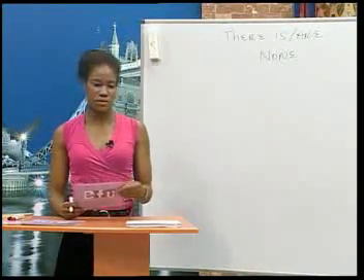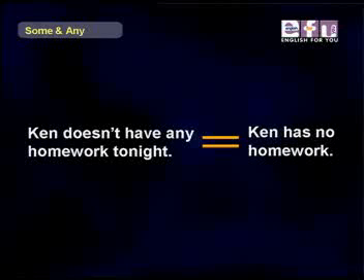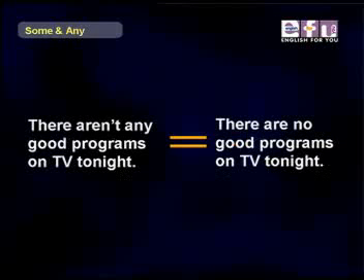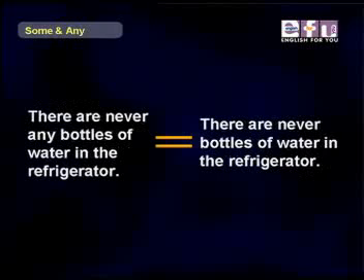Take a look at these examples. Ken doesn't have any homework tonight. Means the same as Ken has no homework. Different example. There aren't any good programs on TV tonight. This is the same as there are no good programs on TV tonight. Another example. There are never any bottles of water in the refrigerator. Means the same as there are never bottles of water in the refrigerator.